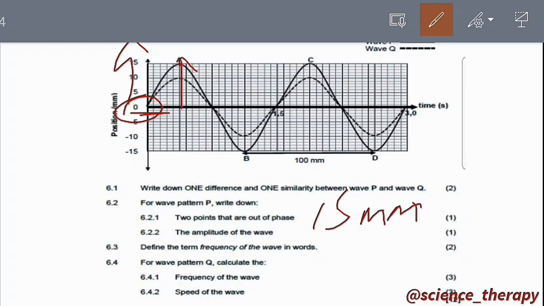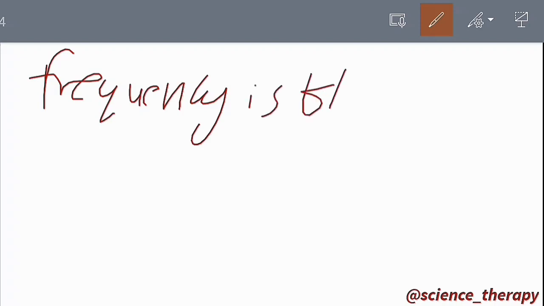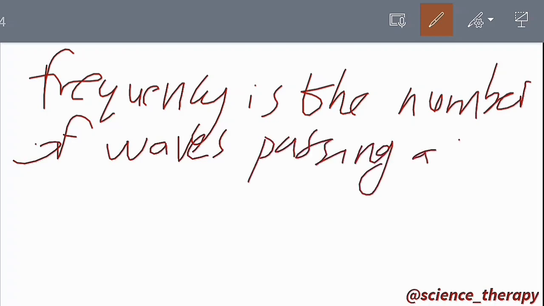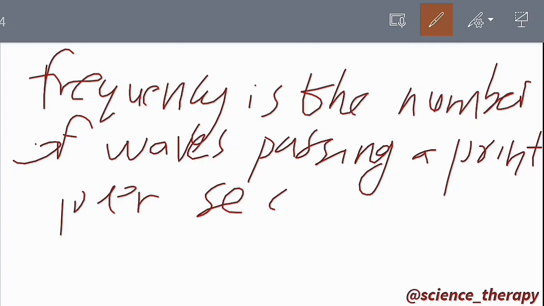Then 6.3, define the term frequency of the wave in words. What is frequency? Let's define it. We say frequency is the number of waves passing a point per second. Right. So this is the number of waves passing a point per second.